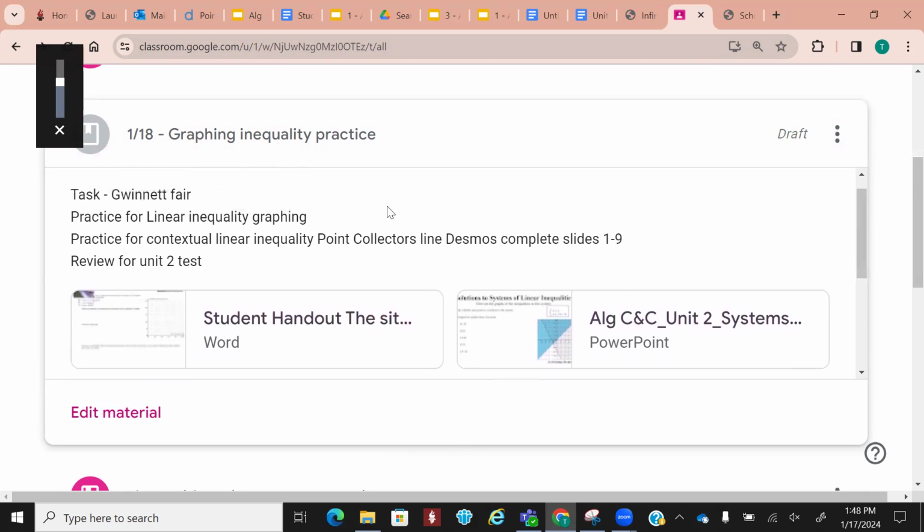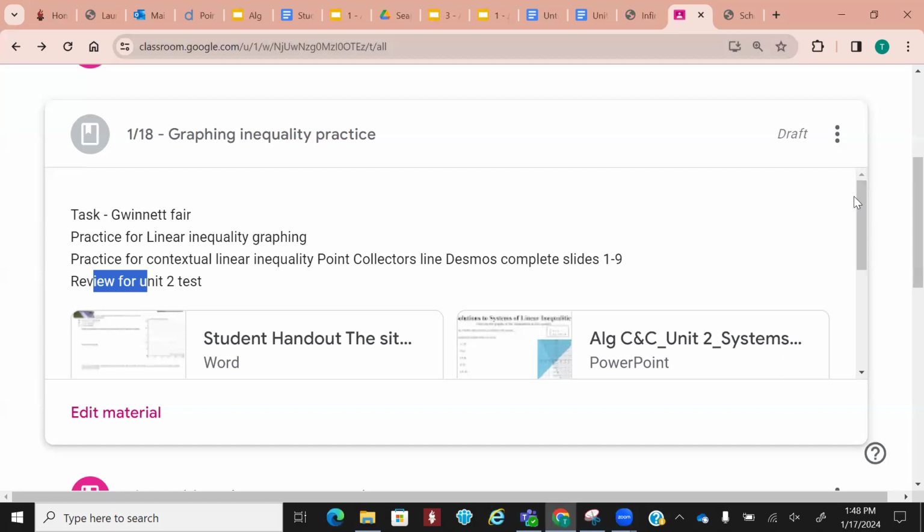Okay, so here's your task for today. We need to do the Gwinnett Fair document, then we're going to do the practice for linear inequality graphing. You're going to go to Desmos, and then you're going to review for the Unit 2 test. So that's all going to happen today.